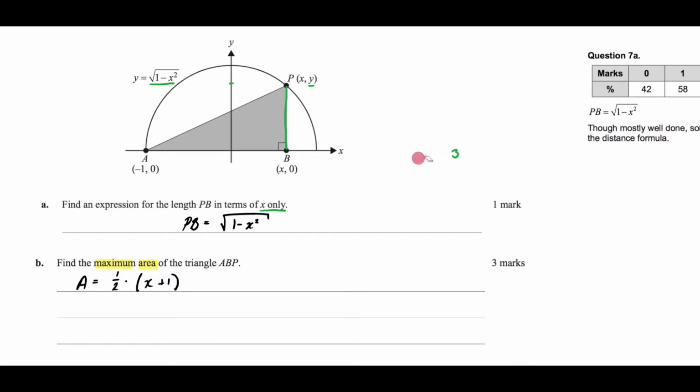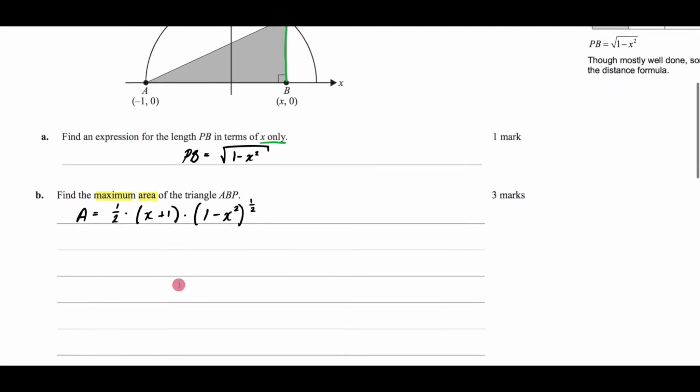Okay, let's get rid of that, and let's now continue. The next thing I need to do is multiply that by my height, because it's a half times base times height. And we know what my height is going to be. My height is going to be the square root of 1 minus x squared, simply the length of PB. Instead of writing it with the square root sign, I'm going to write it as (1 minus x squared) to the power of 1 over 2, like that.